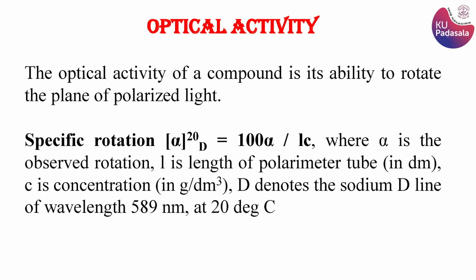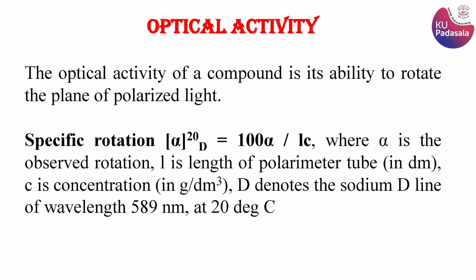And specific rotation, which is taken at a particular temperature, 20 degrees centigrade, and at a particular wavelength, is given by the expression alpha by L into C, where alpha denotes the observed rotation, L denotes the length of the polarimeter tube in decimeter, and C denotes the concentration of the solution which you keep inside the polarimeter, and that is in moles per decimeter cube.